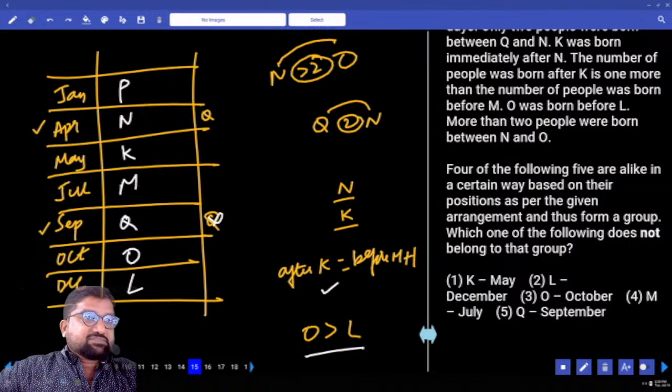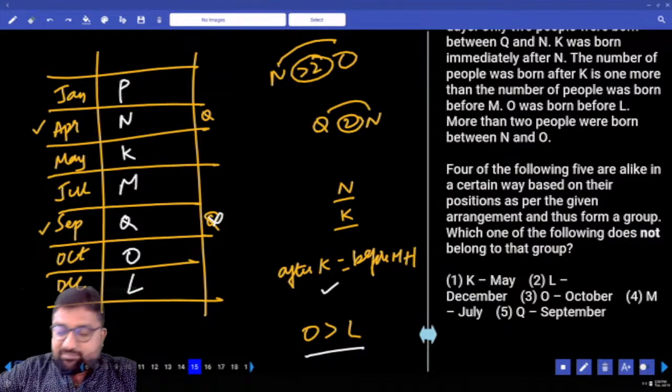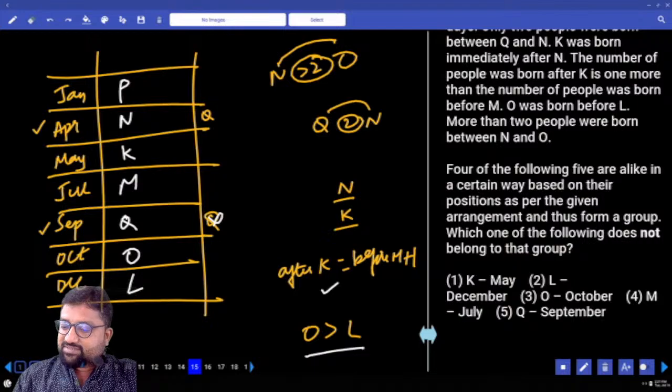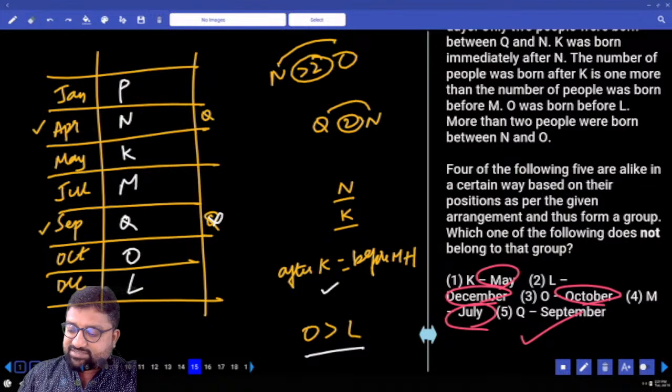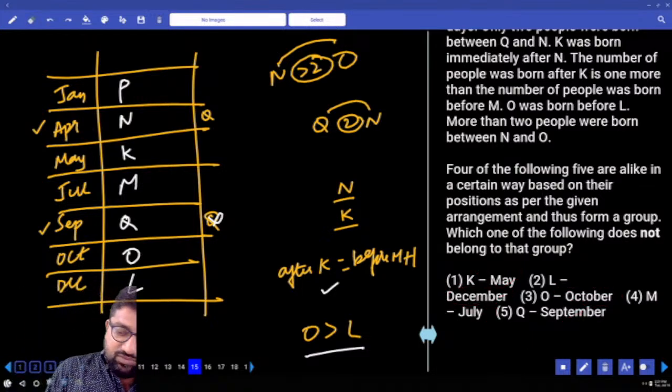Same, right? Then what is different? Number of days. May 31 days, December 31, October 31, July 31, but September has only 30 days. Is this clear? Okay, let's go for the 16th.